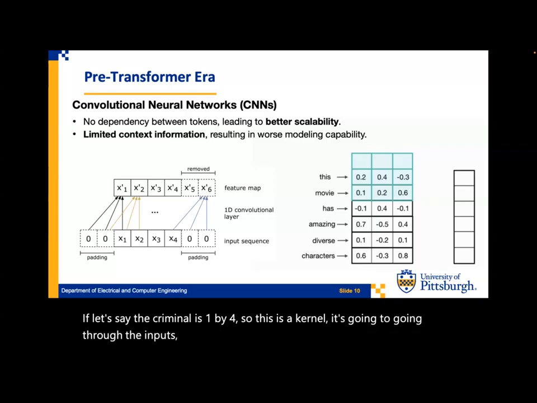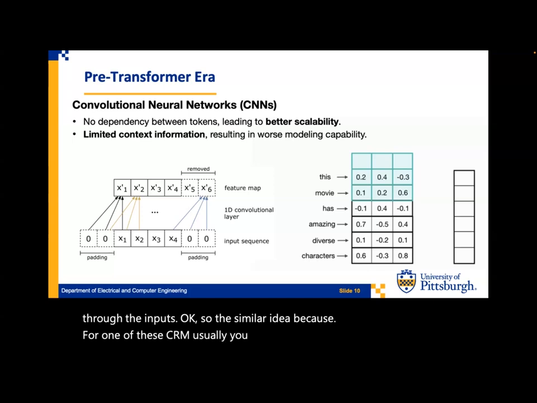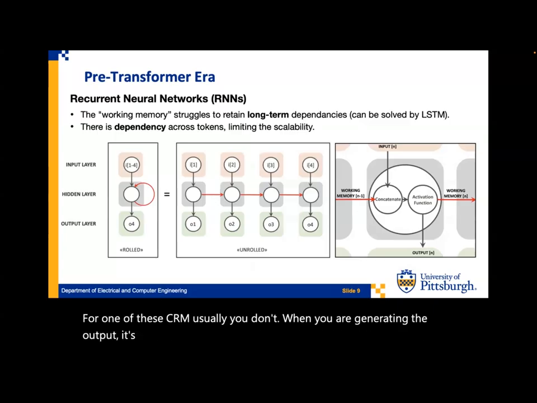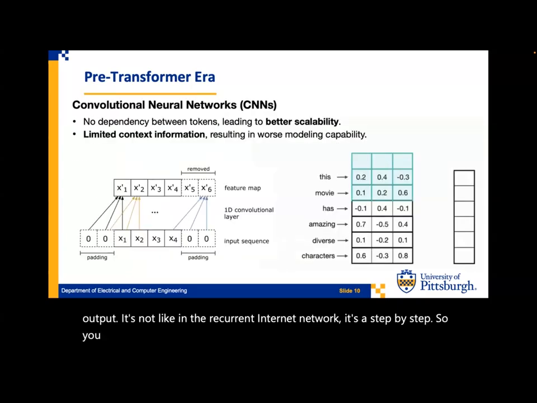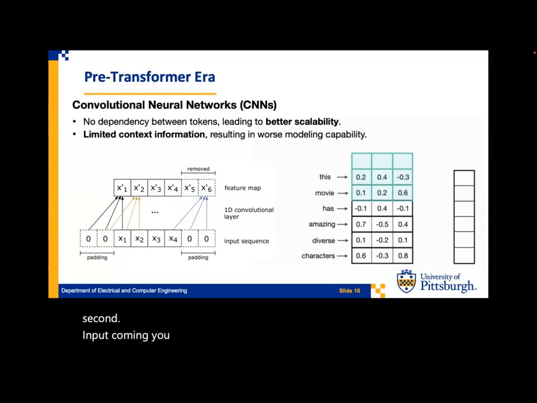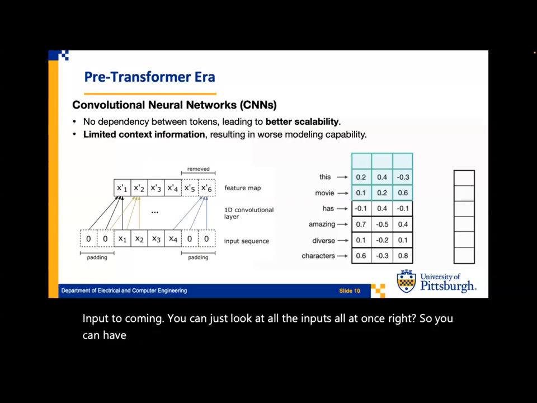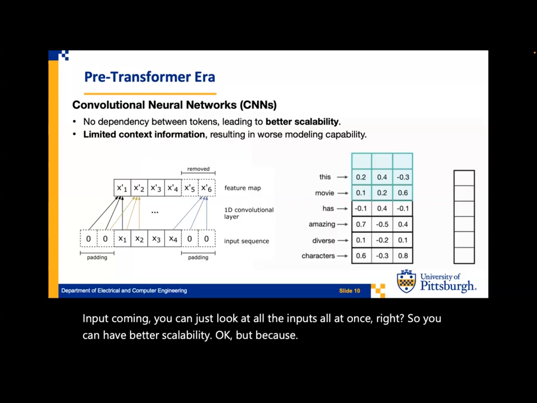For 1D CNN, usually when you are generating the output, it's not like the recurrent neural network, which is step by step and very sequential. In this one, you don't need to wait for the second input to come in. You can just look at all the inputs all at once, right? So you can have better scalability.